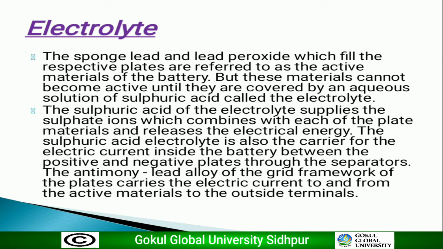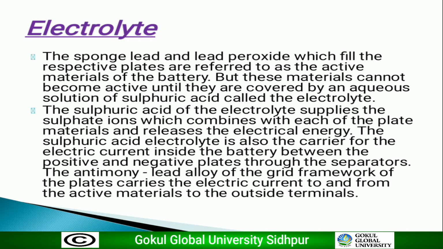Next important material is electrolyte. The sponge lead and lead peroxide which fill the respective plates are referred to as the active material of the battery, but these materials cannot become active until they are covered by an aqueous solution of sulfuric acid called the electrolyte. Aqueous solution means sulfuric acid with water. Mostly there is 40% sulfuric acid and 60% water in the battery electrolyte.